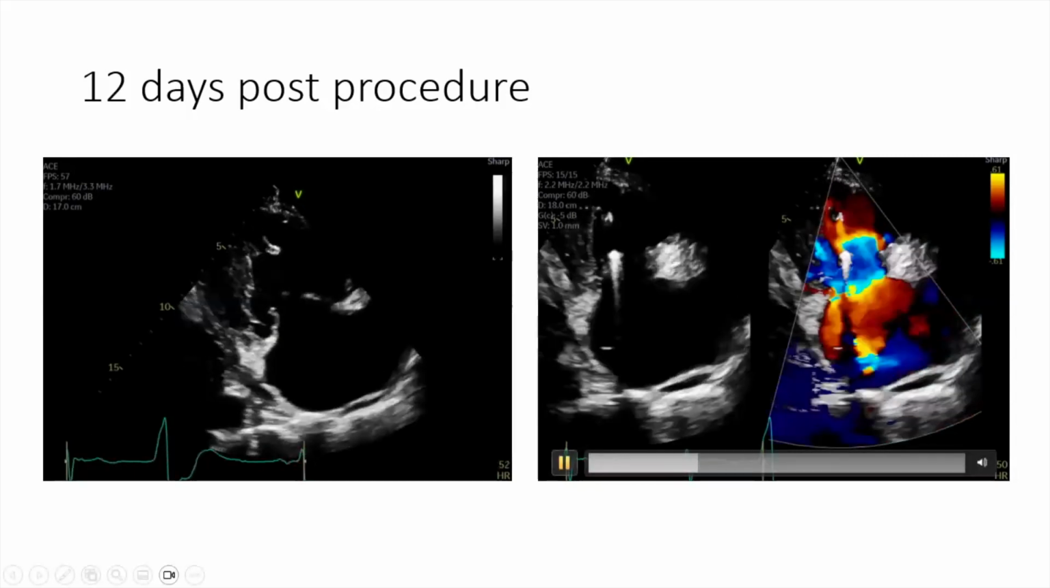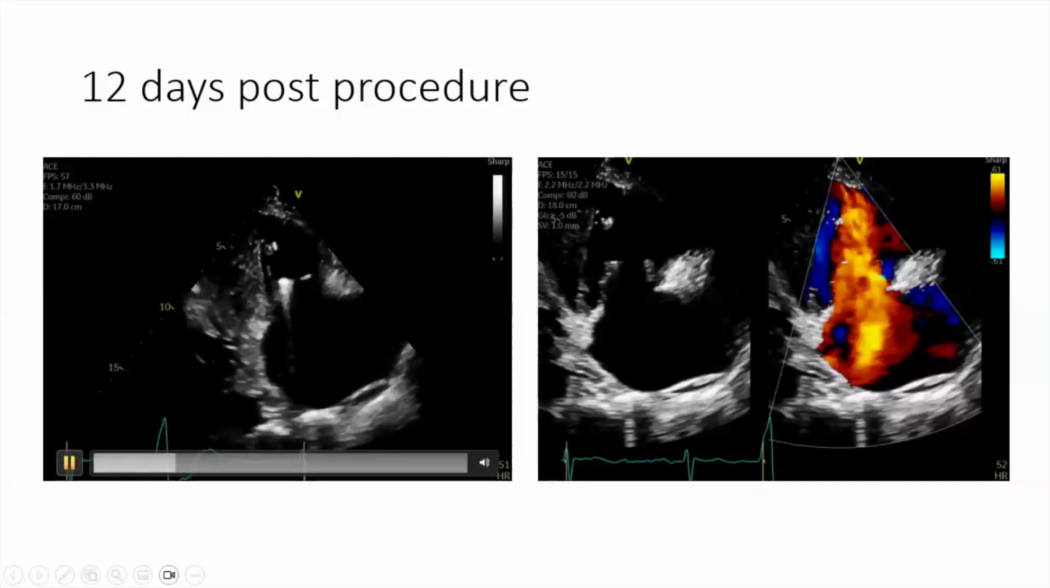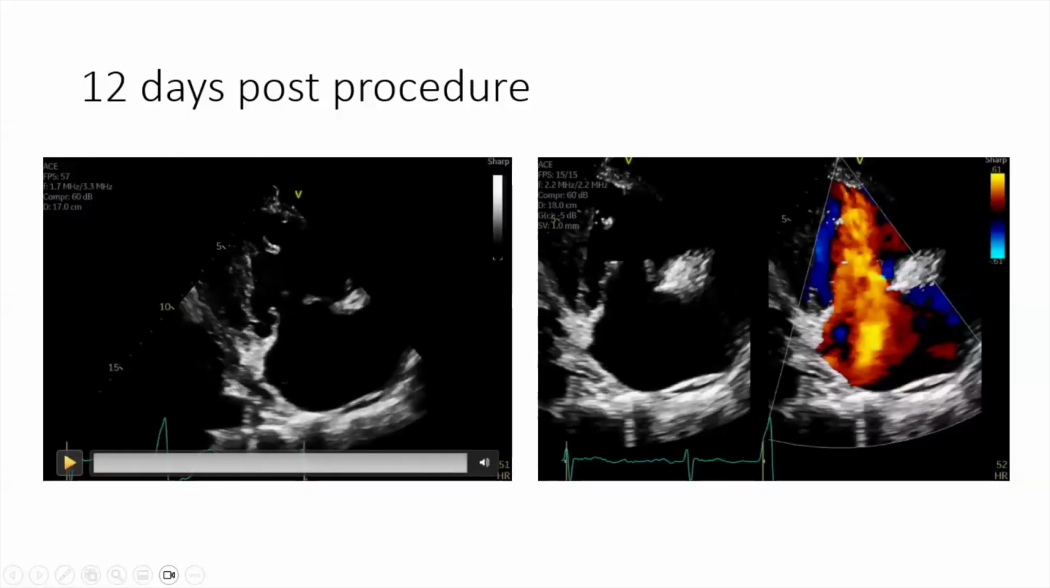And back to the same inflow views. Sorry, I'm not sure why it's not looping. But as you can see here in the 2D view, whereas previously we saw a very nice inflow view where the clip was attached to both leaflets, that doesn't seem to be the case anymore. Although in this view we don't really see exactly what the clip is attached to.